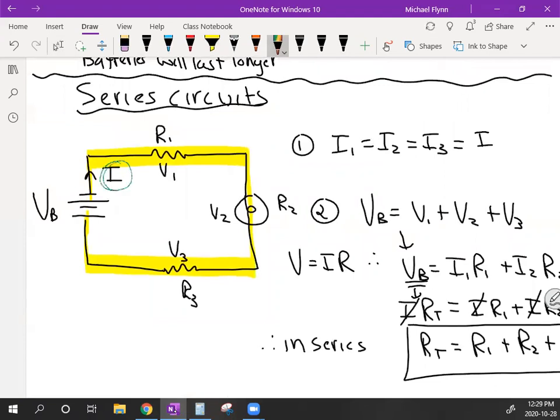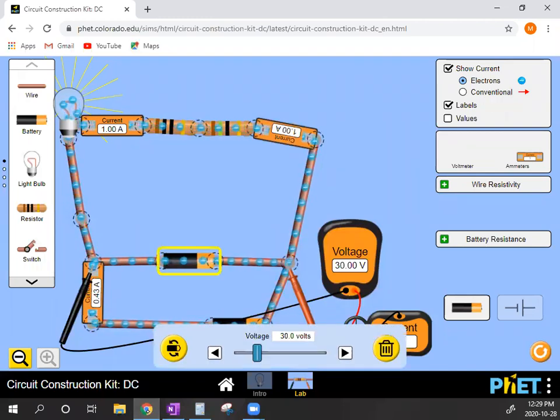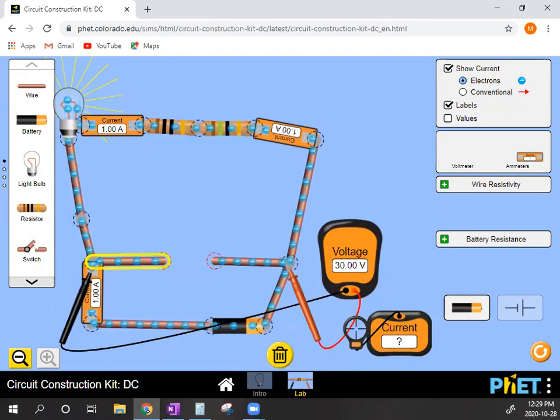This current, as the electricity flows through the circuit like this, sort of flowing around there, the current has to be the same everywhere in a series circuit. For proof, let's go back here. Let me get rid of this now. Okay, I'm going to delete that guy. I'm going to delete this, and I'm going to delete that.